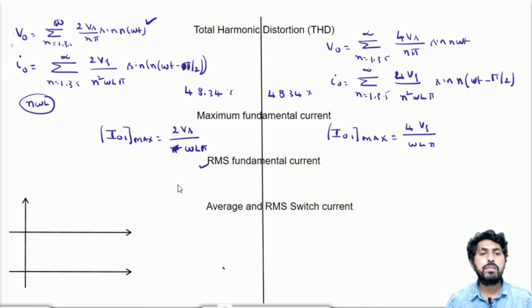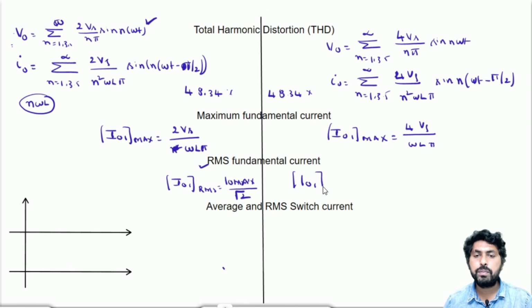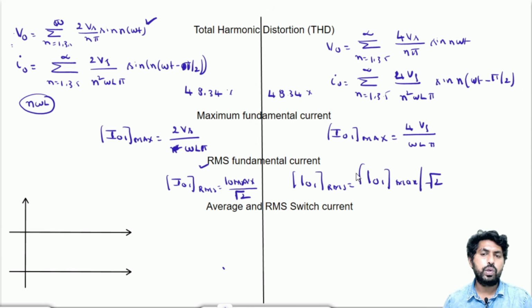So the fundamental RMS current I01 RMS will be I01 max divided by root 2. So don't remember this as a formula, don't remember it as the equation. You just remember the basic equation, that is sufficient to solve the problems.